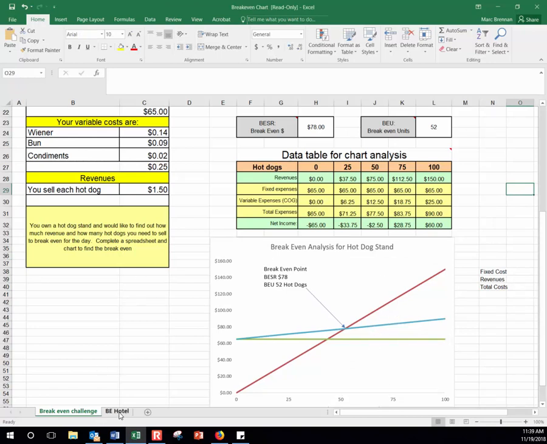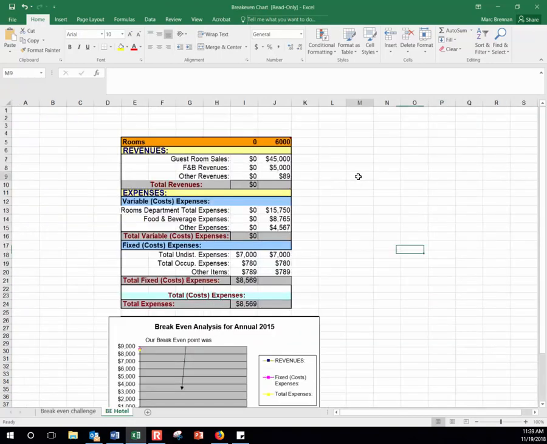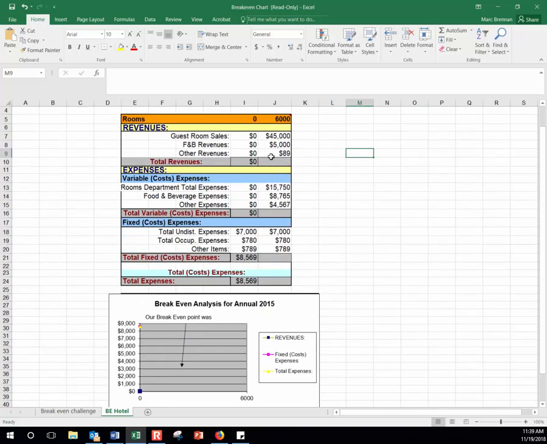So we can practice this again using a hotel example. As I fill this in, this chart's going to populate, but we're going to put together this chart ourselves after. So revenues at 0 hotels, 0 rooms sold, we're going to have $0 in revenue. We're going to have $0 in variable costs. We're going to have our fixed expenses for sure, because even if we don't sell any rooms or we sell a bunch of them, we still have our fixed expenses, and then that's our total expenses.